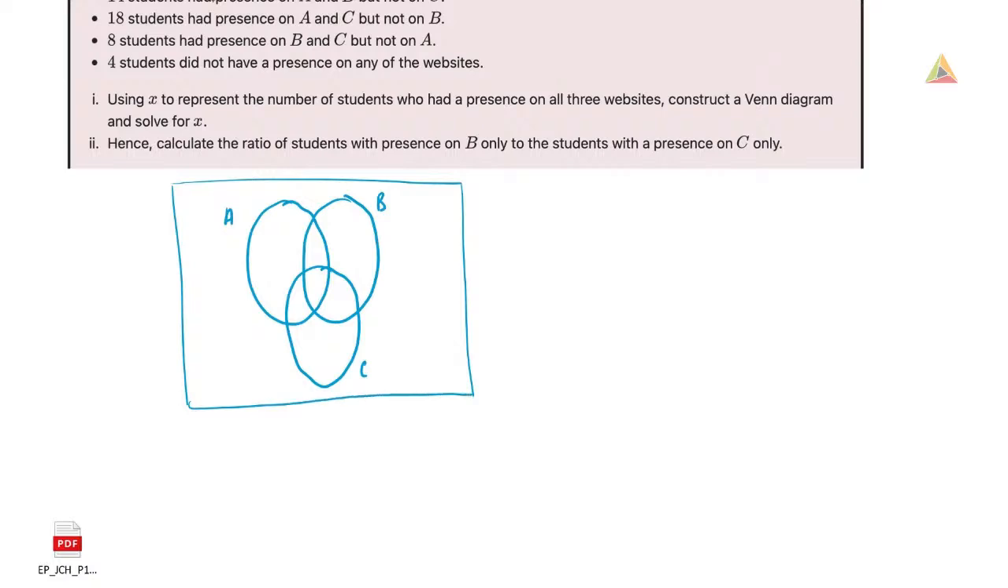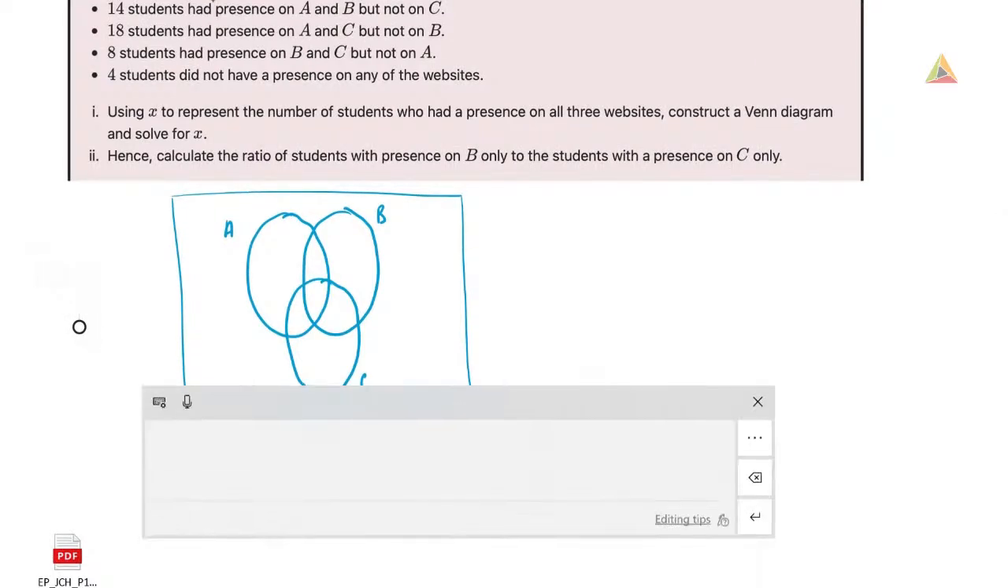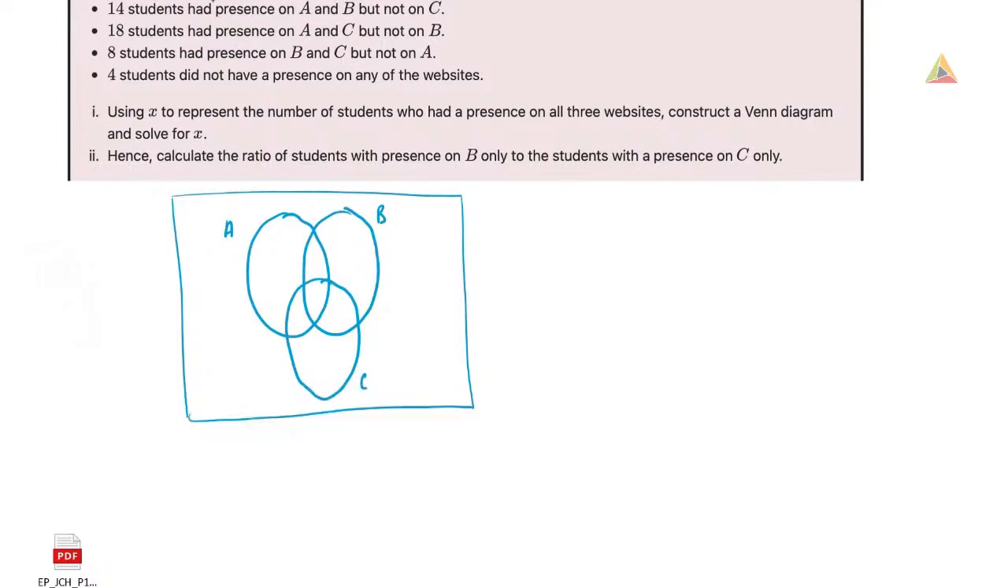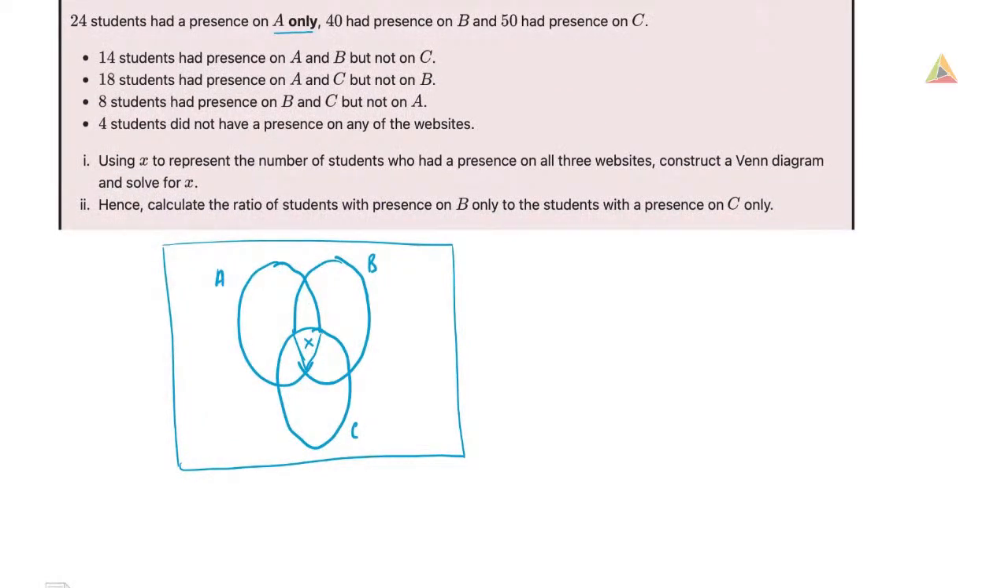Now, let's look at the information that we've been given. We've been told that X is the number of students that have a presence on all 3 websites. So that is going to go in here. X is going to go in here because we know, sorry, that's a bit of a wonky X. We'll do that again. So we know that X is the presence of students of all 3, so I'm going to put an X there in the middle. Now there's a couple of other bits we can fill in.